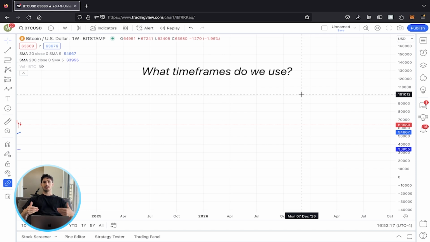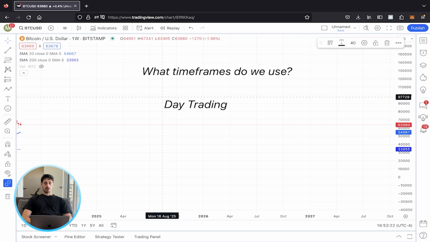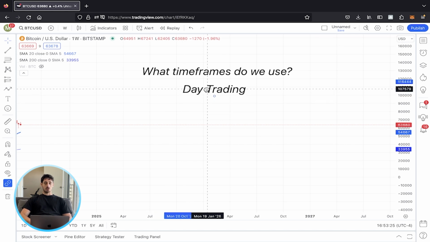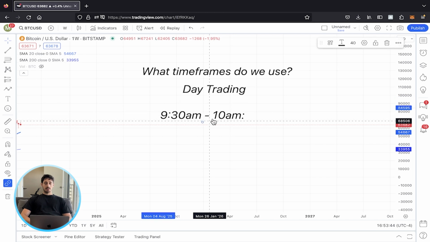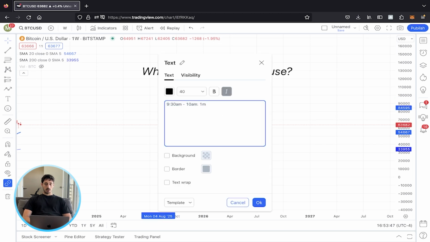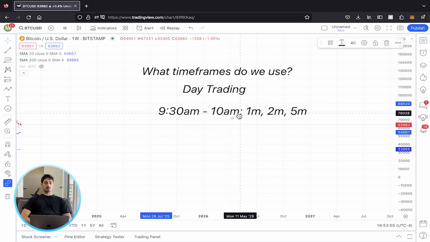And let me go ahead and show you what time frames I actually use. Let's start off with day trading, and this is going to be applicable to the stock market. So right when the market opens, from 9:30 a.m. Eastern, of course, these are Eastern time frames, to, let's just do 9:30 to 10 a.m. first. In this case, I'm going to be focusing on the 1-minute chart, the 2-minute chart, and a little bit of the 5-minute chart, but mostly the 1 and 2-minute charts, okay?